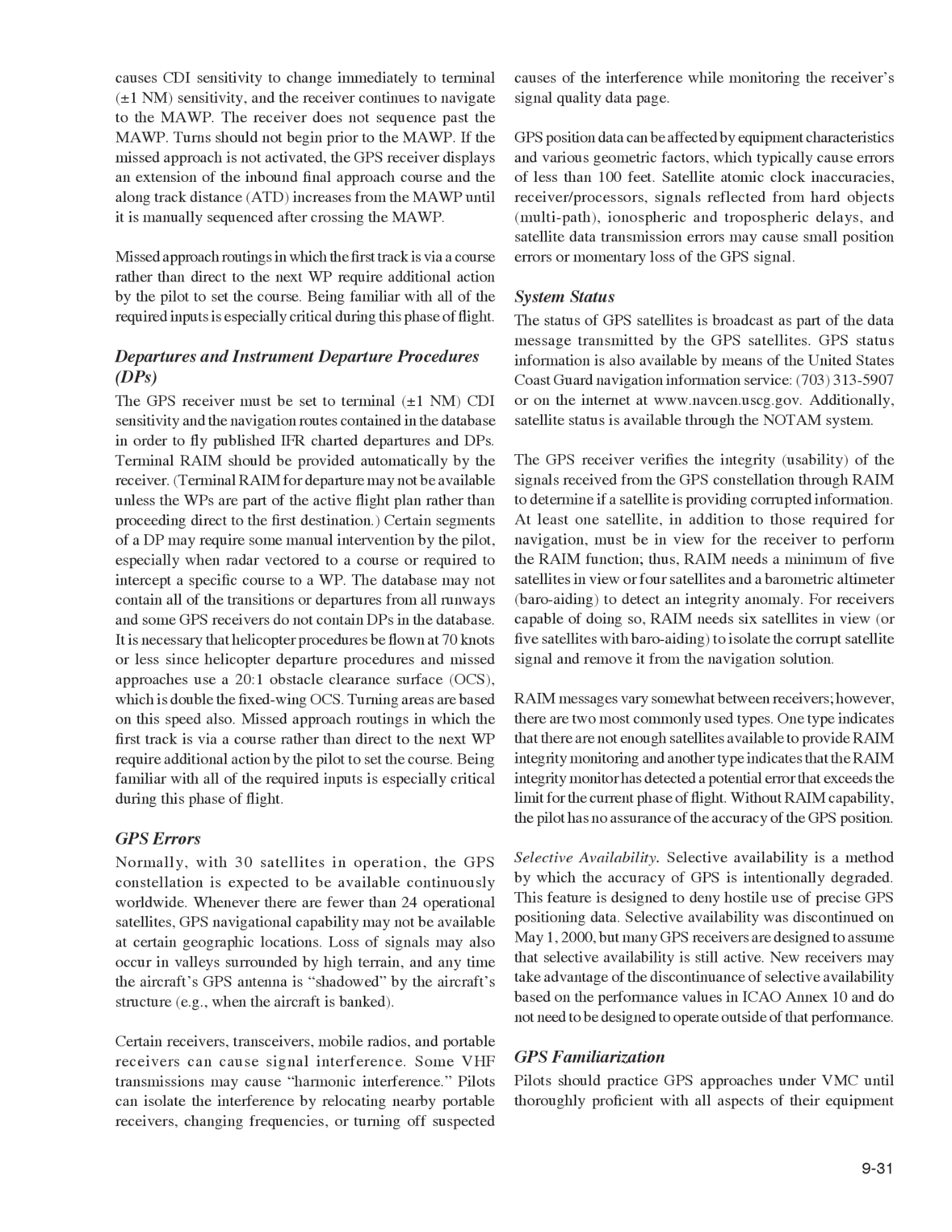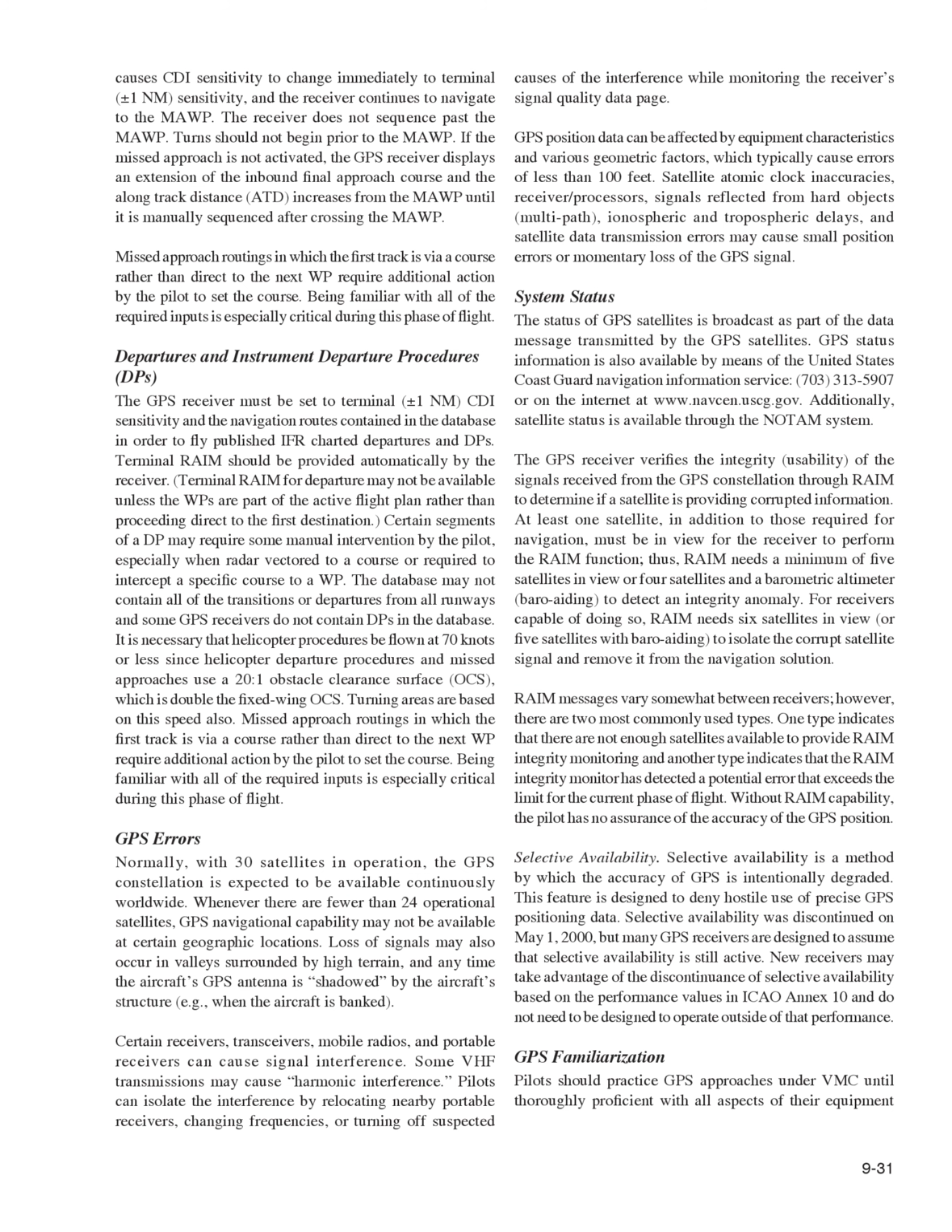GPS position data can be affected by equipment characteristics and various geometric factors, which typically cause errors of less than 100 feet. Satellite atomic clock inaccuracies, receiver/processors, signals reflected from hard objects, multipath, ionospheric and tropospheric delays, and satellite data transmission errors may cause small position errors or momentary loss of the GPS signal.